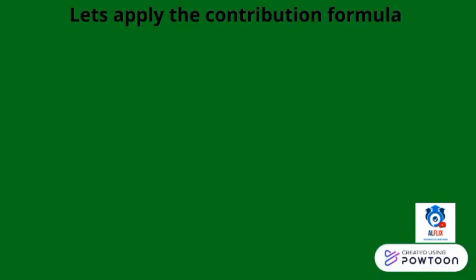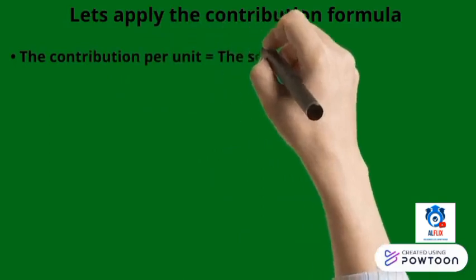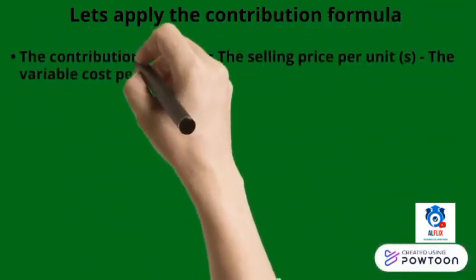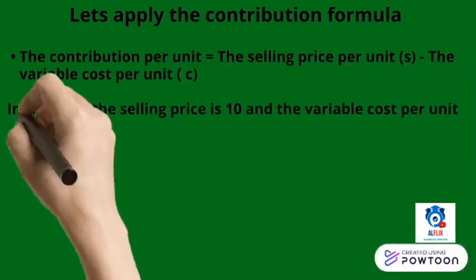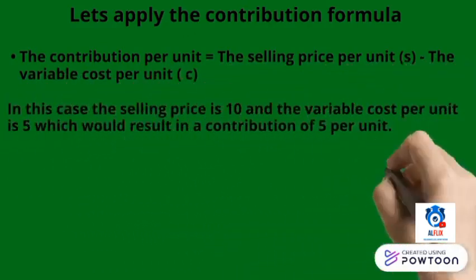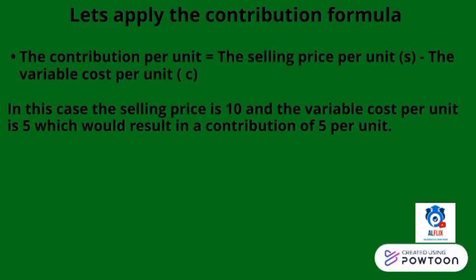Now let's look into the contribution. So let's apply the contribution formula. The contribution per unit equals the selling price per unit minus the variable cost per unit. So in this case, the selling price is 10 and the variable cost per unit is 5, which would result in a contribution of 5 per unit.